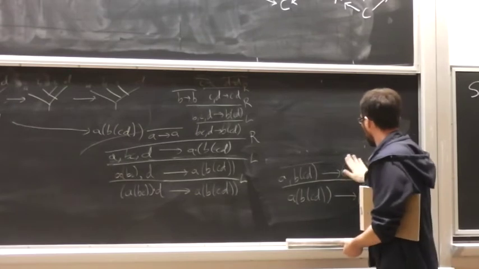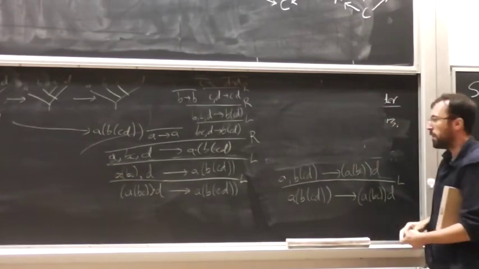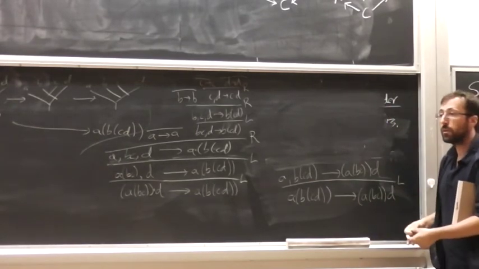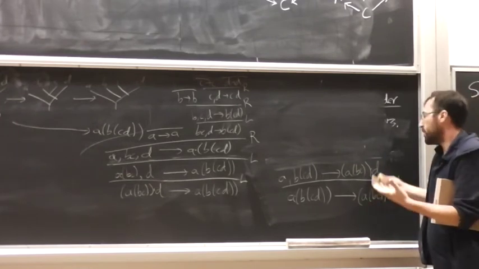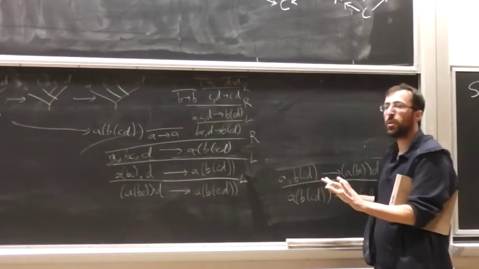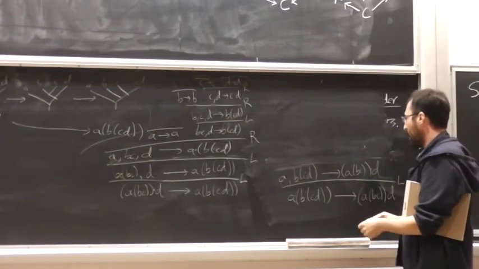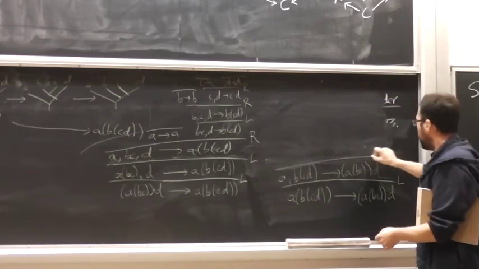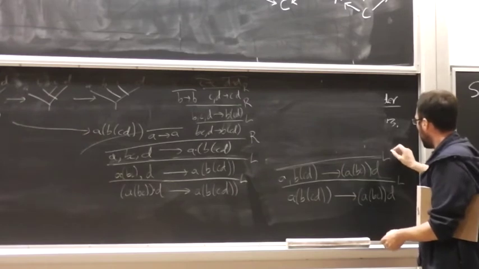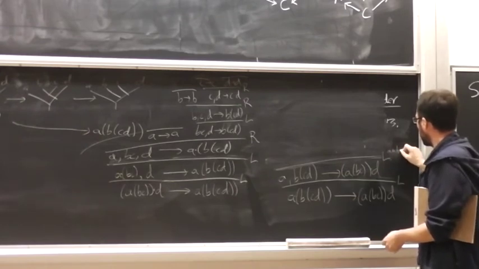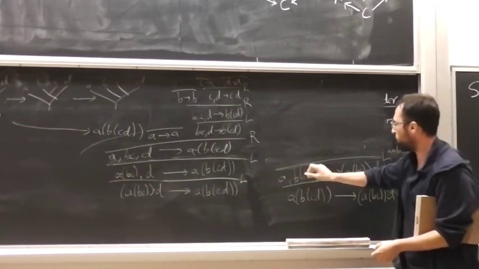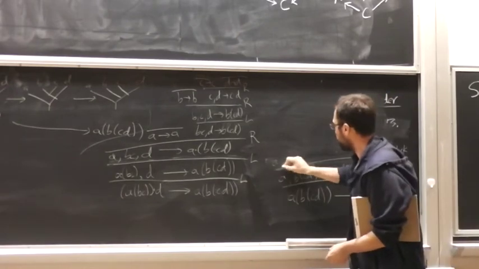Well, maybe we could apply the cut rule. And maybe we could apply the cut rule, we don't know. But it turns out that even if you apply the cut rule, it won't work. What would work is if we could apply Lambek's original rule, and we turn this product into a comma.